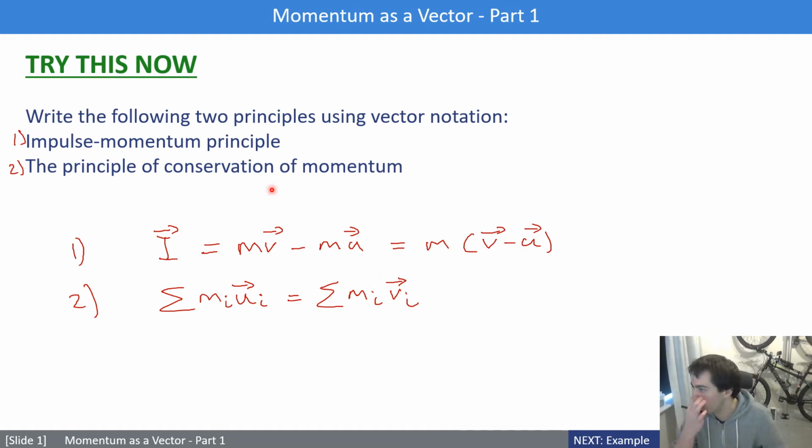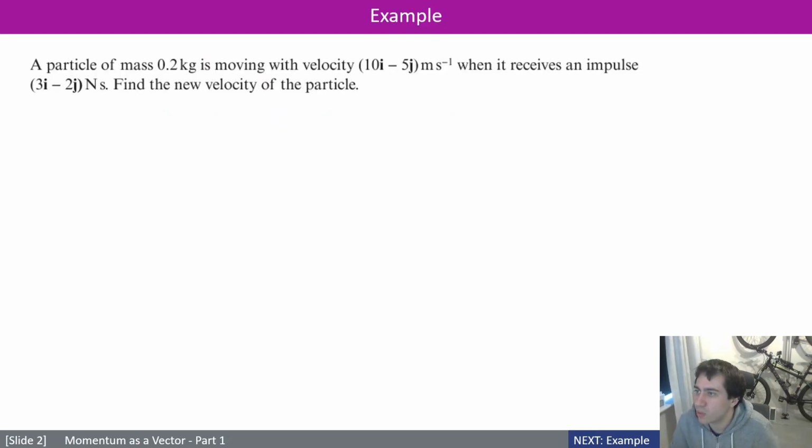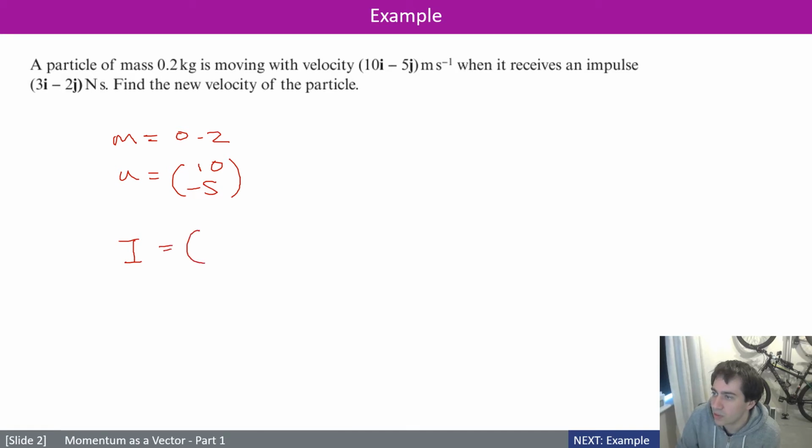So just not too many examples to look at here. It's going to be conservation of momentum and impulse momentum principle using some vectors. Okay, so our first example, a particle of mass 0.2. It's got a velocity 10i minus 5j. I'm going to immediately write that as an actual column vector, (10, minus 5). It receives an impulse (3, minus 2). Find the new velocity of the particle, that is to say, find v.